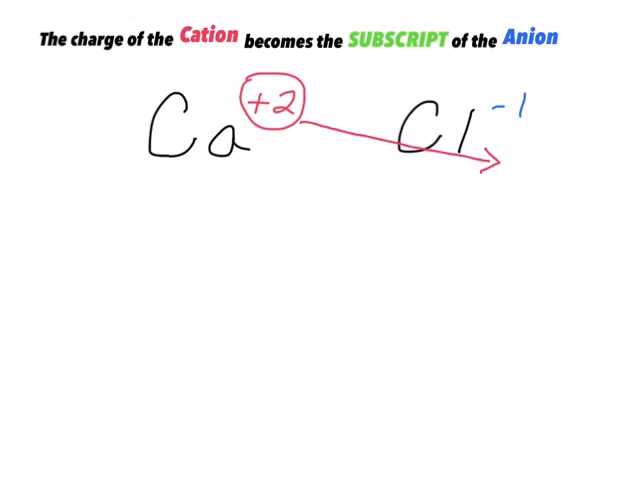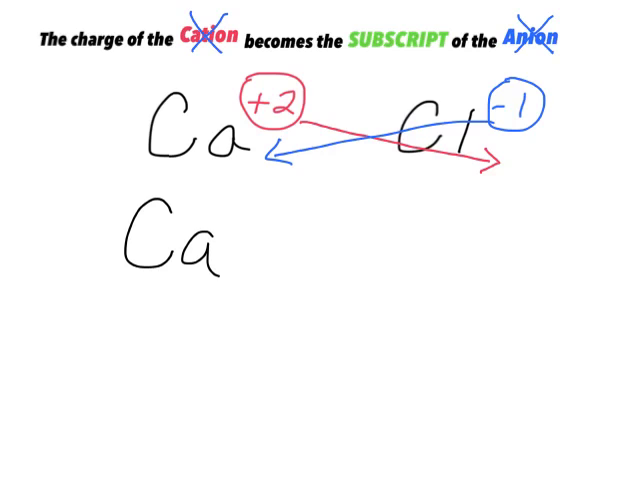Then we have the component of vice versa. So what that means is that the charge of now the anion, which is a -1, now becomes the subscript of the cation, and that will look something like this. So as an intermediate, we sort of have calcium now with a -1 as a subscript, and then we have chlorine, which now has a +2 as a subscript. But of course this looks a little bit awkward, so there's a few things we need to keep in mind to clean this up.